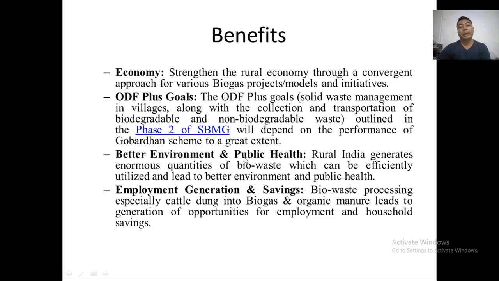Better environment and public health. Rural India generates an enormous quantity of bio-waste which can be efficiently utilized and lead to a better environment and public health. So these are three important benefits. And generating employment and savings is also one of the benefits. Bio-waste processing, especially cattle dung into biogas and organic manure, leads to generation of opportunities for employment and household savings. So these are the four important benefits of the Gobardhan scheme.